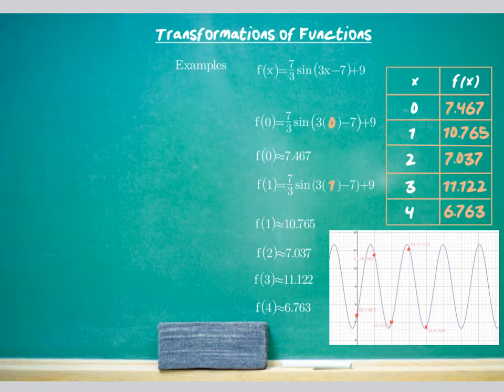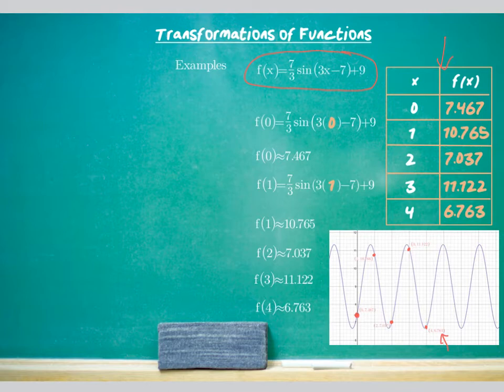So let's review what we have in front of us. We have an equation, f of x equals 7/3 sine of 3x minus 7 plus 9. Here's the table of values that goes along with it, and here's the graph that goes along with it. What about a scenario? Let's just make a scenario so we kind of have in our head what sort of scenario would go along with this. So we're used to the Ferris wheel scenario, but any sort of turning object would work, or maybe waves, a wave pattern of some sort.